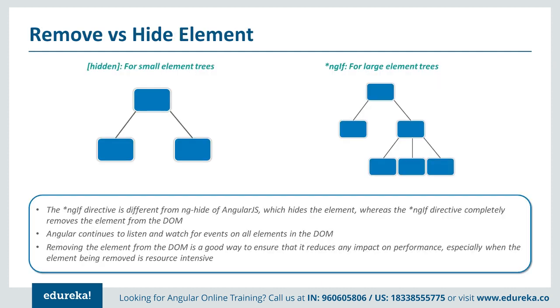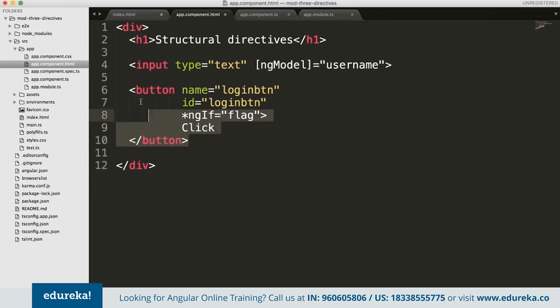Remove versus hidden element. What do you mean by remove? What do you mean by removing it completely from the DOM? But sometimes I want to hide it. Then what do you do? ng hide. There is an attribute called hidden. You can use it, something like this. I'll go to this, take another button. The button name is reset.